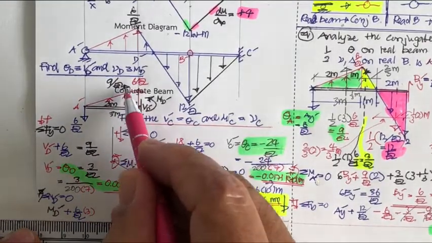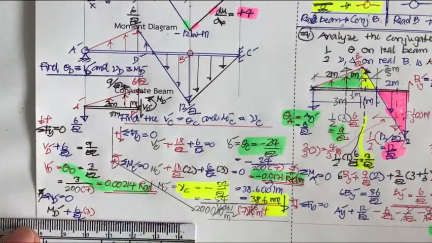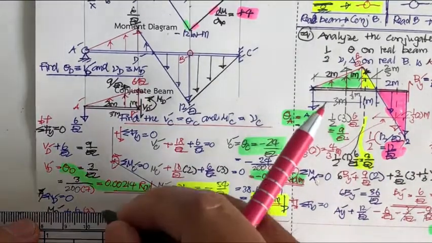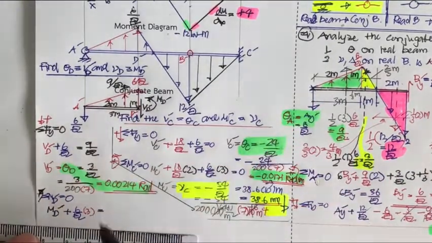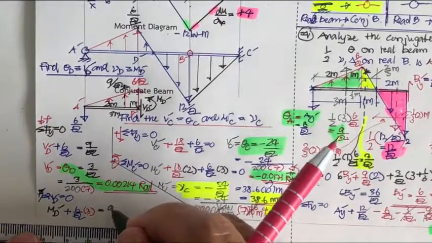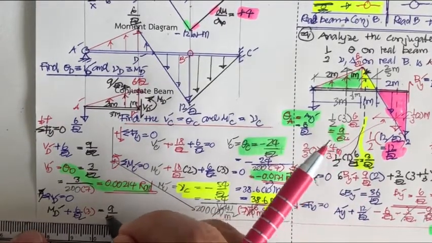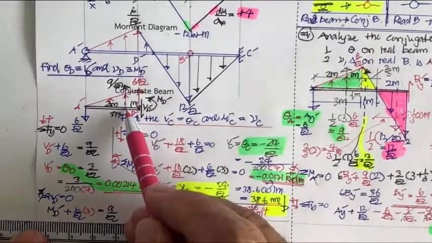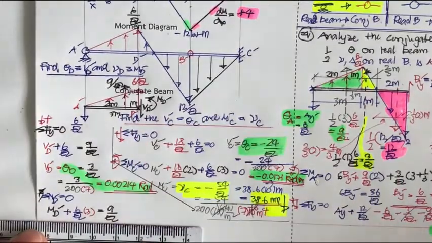And this is going to rotate in opposite direction. You may see it's very conform to this one. This 9 over EI, and 9 over EI is going to be times only this. It's going to be times 1.